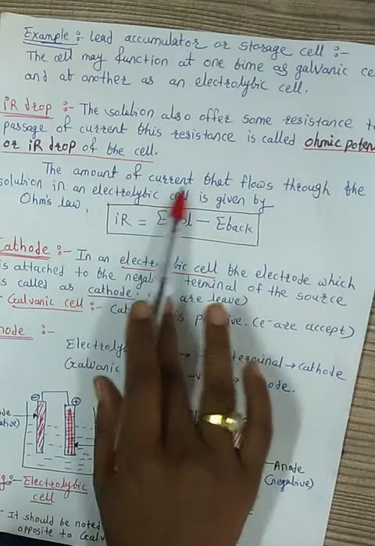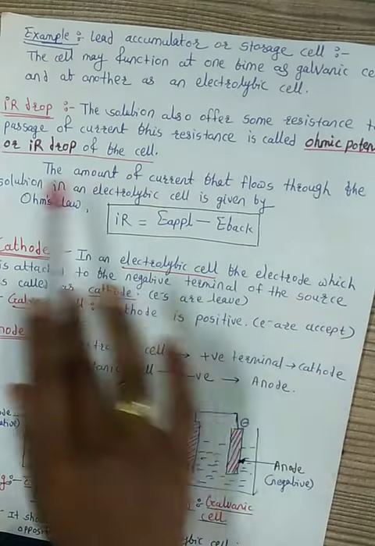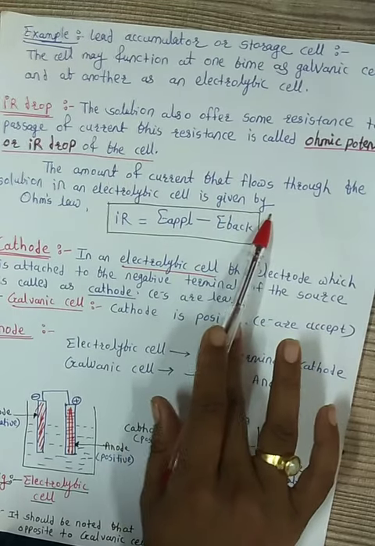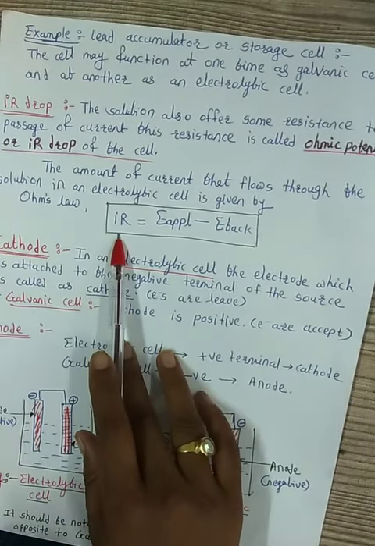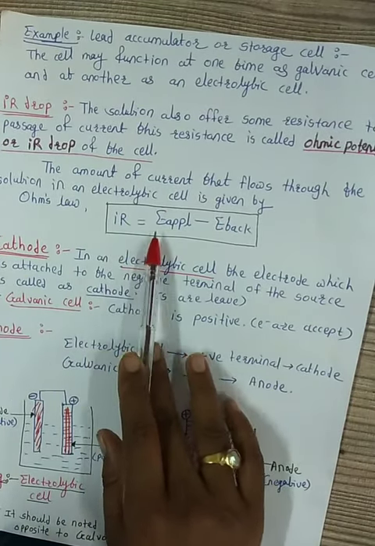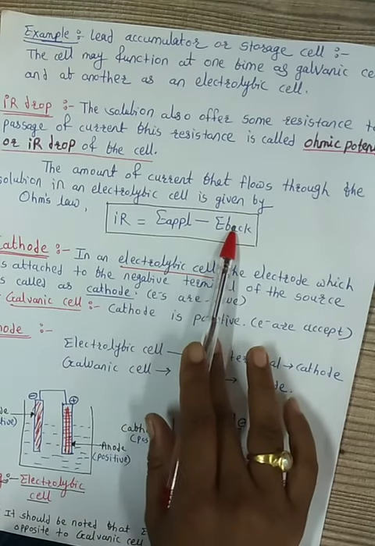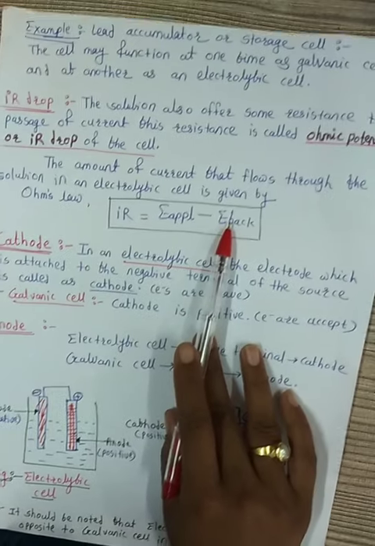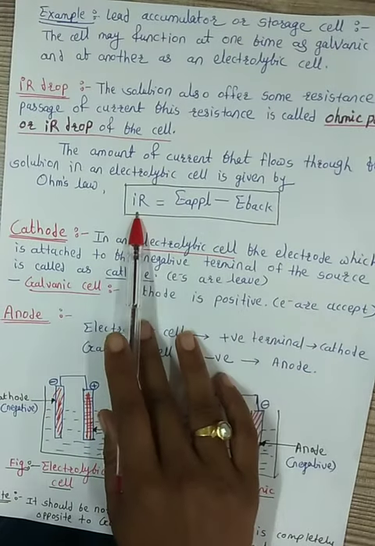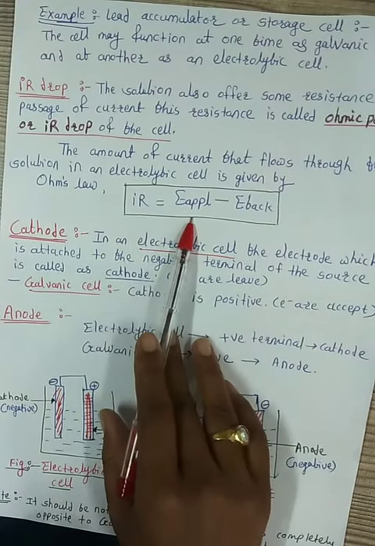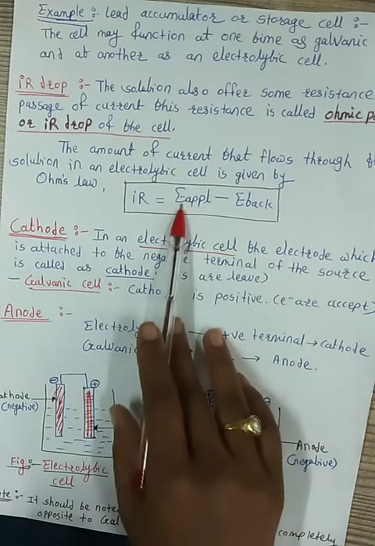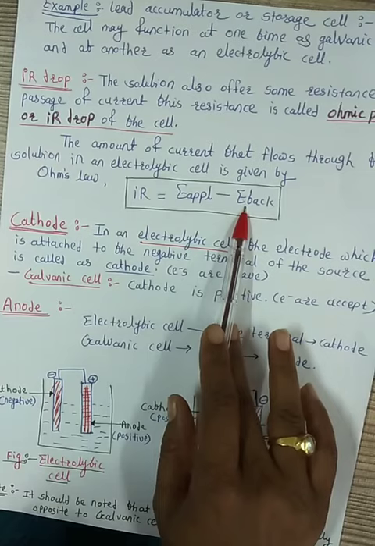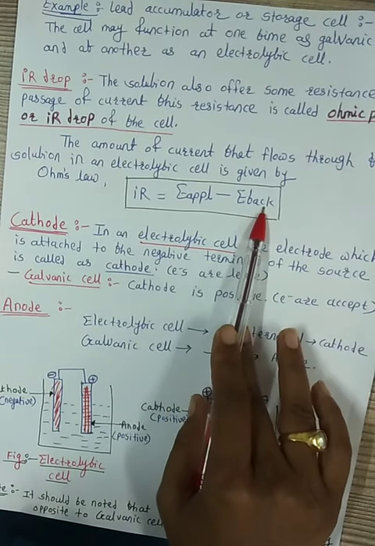The amount of current that flows through the solution in an electrolytic cell is generally given by Ohm's law, that is nothing but IR is equal to the potential applied minus the back potential in that particular electrolytic cell. So IR drop is calculated by subtracting the electric potential of back current from the electric potential applied.